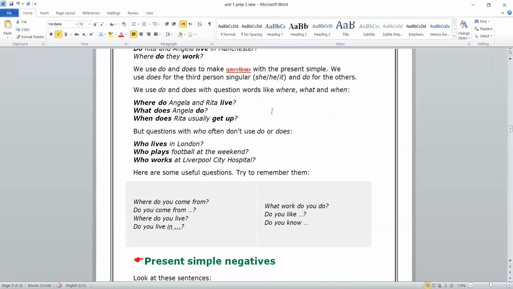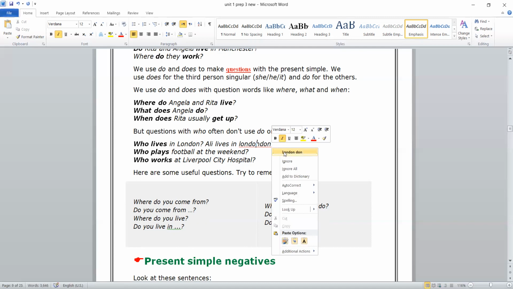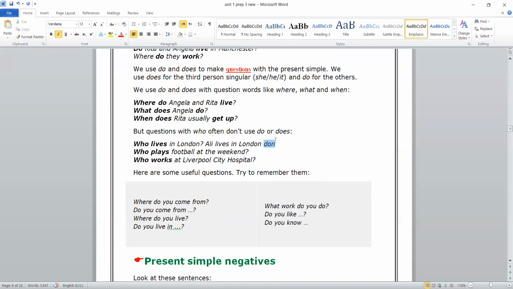There is also another kind of question, when we ask about the subject of a sentence. For example, when I say, Ali lives in London, he lives in London, and I want to ask about that subject, I say, who lives in London?